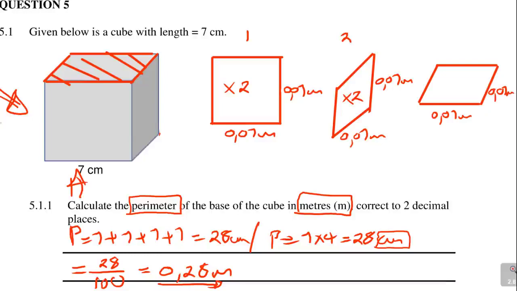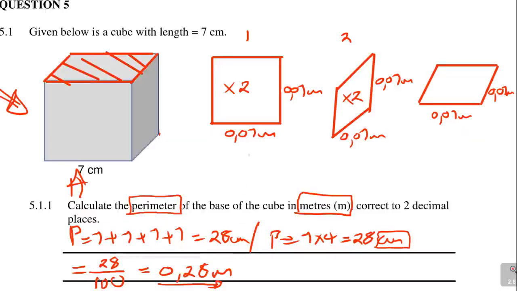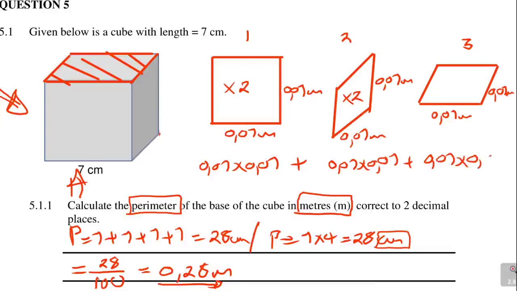So now, when the question comes back here and they say to you, calculate the surface area of the cube correct to the nearest meter squared. So it's a matter of you doing here to say, on these shapes, this is number 3. Here it's 0.07 times, remember it's length times breadth, times 0.07. Plus, on this one again, 0.07 times 0.07, and then plus 0.07 times 0.07.